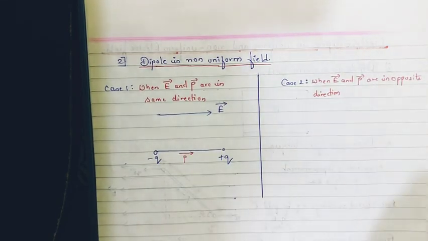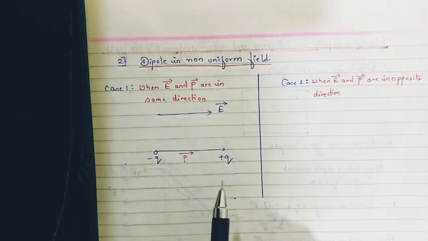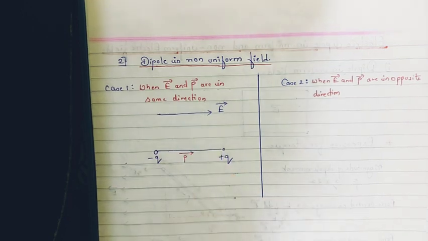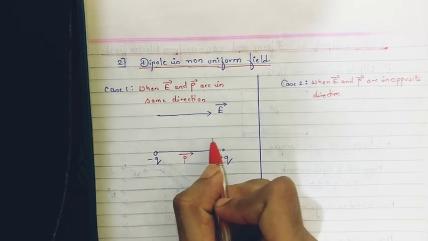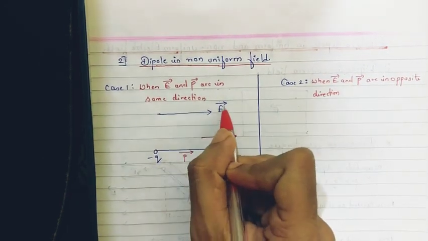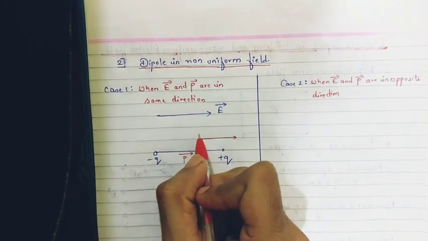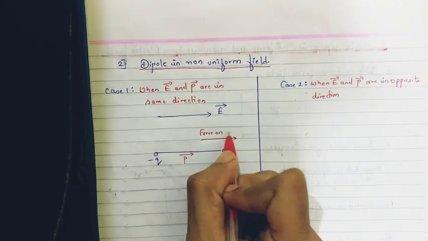Now we know that when we place a positive charge in an electric field, the force on the positive charge is always in the direction of the electric field. So obviously the force on this is going to be this way, in the direction of the electric field. That is, I'll write over here, force on plus Q.